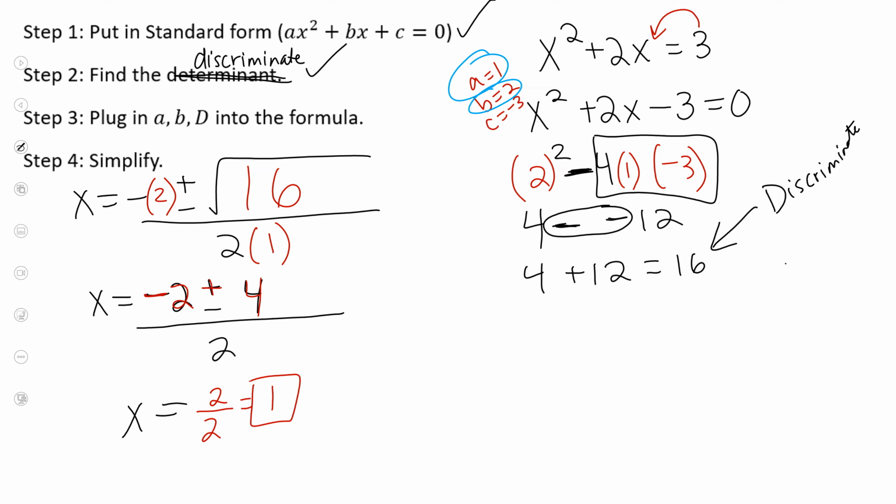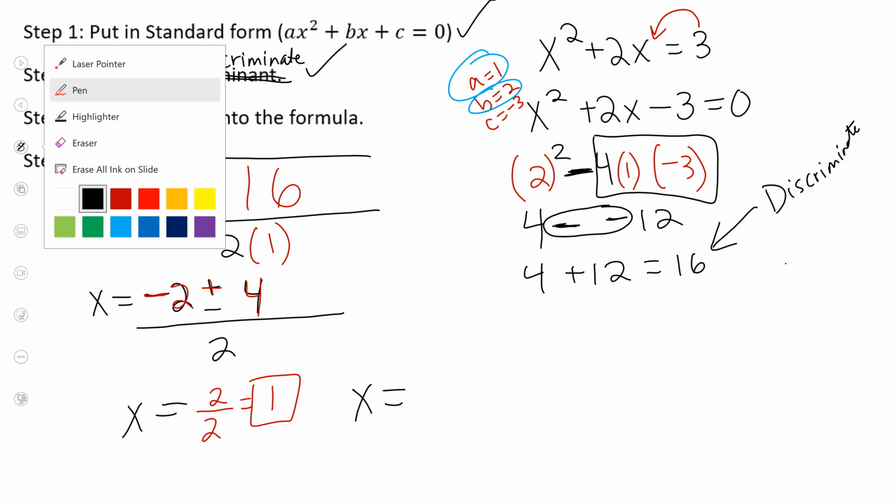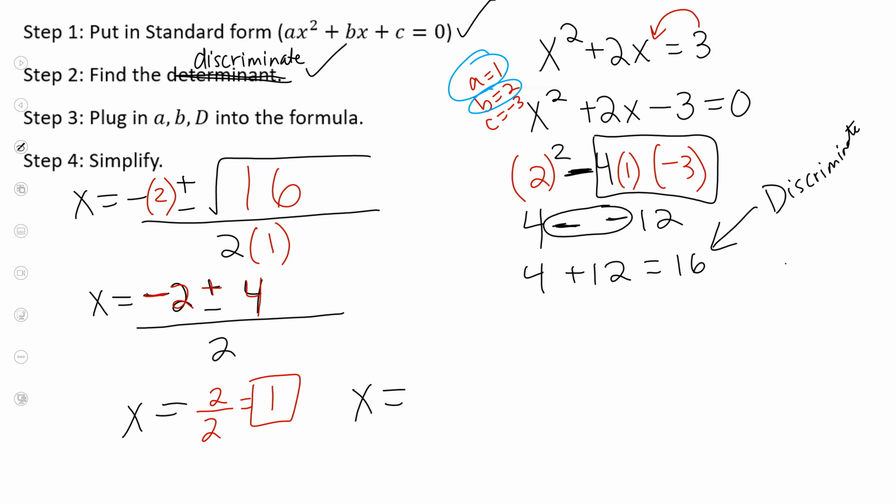Let's do the other way. There's a plus or minus symbol, so we're going to have 2 answers. Next, I have negative 2 minus 4. What's negative 2 minus 4? Negative 6 divided by 2 is what? Negative 3. So those are my 2 answers.